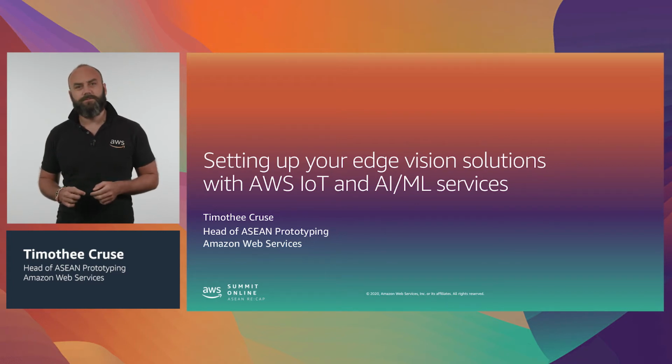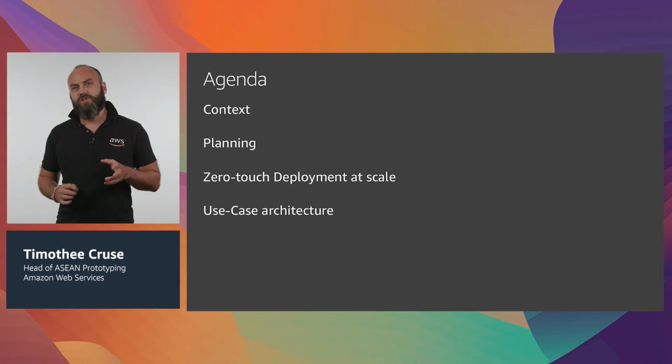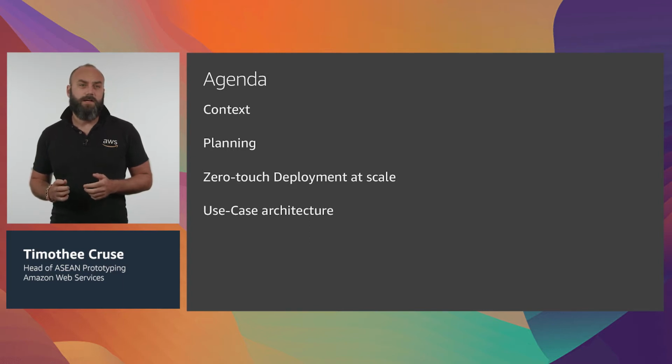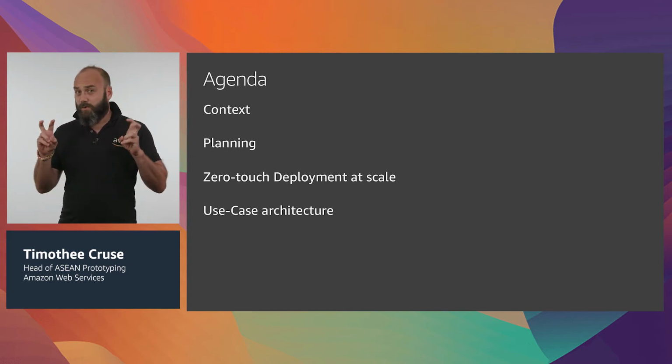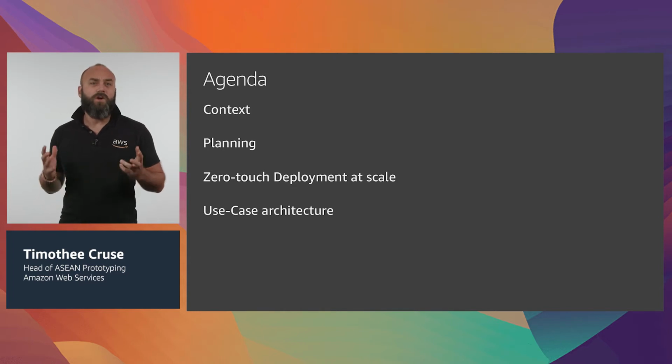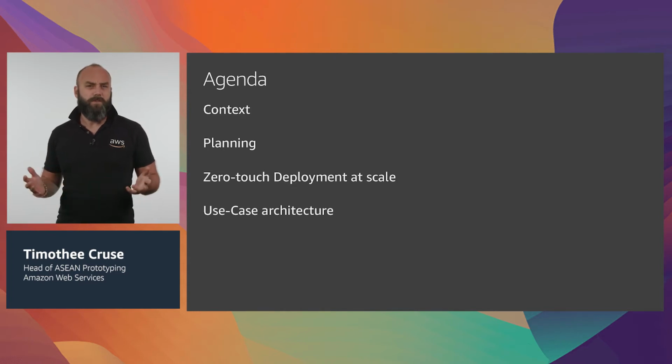Let's dive in. For this session, let's start with a bit of context. Why is this scaling such a problem? Then we'll talk about planning and tools and architectures to implement to facilitate the development process. Then I'll touch upon zero-touch deployments at scale. And finally, we'll look at one common architecture pattern we've been implementing for customers wanting to leverage computer vision for quality assurance. Ready?